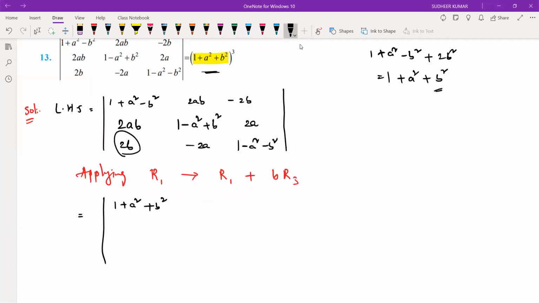So 1 plus A square plus B square. And the next one, 2AB minus 2AB, so it is 0. And the third element is minus 2B minus B times of this result, B minus BA square minus B cube. So if we simplify that, minus B, minus of minus, this is plus. This is also plus.